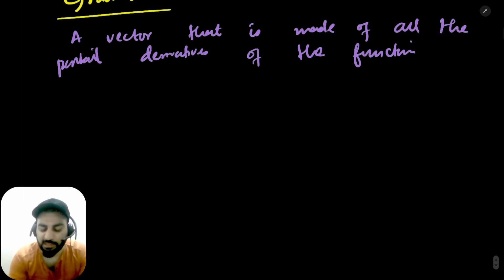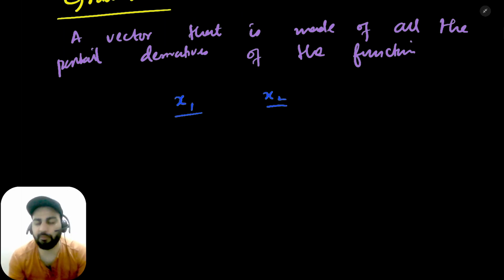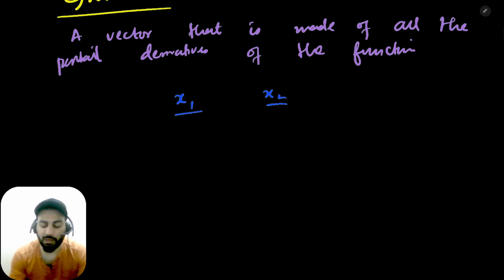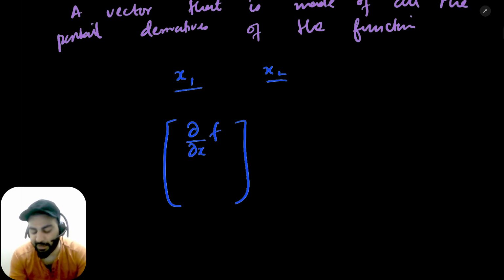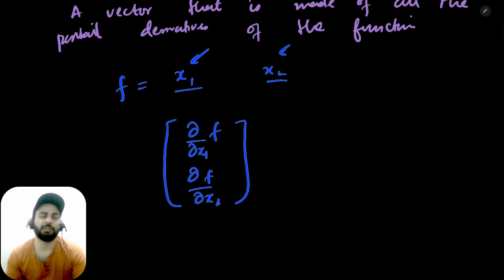But what I'm saying is, let's suppose we had a function where x1 and x2 were the two variables on which the function depended. So what I'll do is I'll now have a vector like this. I'll say partial derivative with respect to x1 of that function f. Let's suppose f is this and it is dependent on x1 and x2. And I'll say partial derivative of f with respect to x2. So I collected these partial derivatives into a vector. Now this I'll call the gradient.